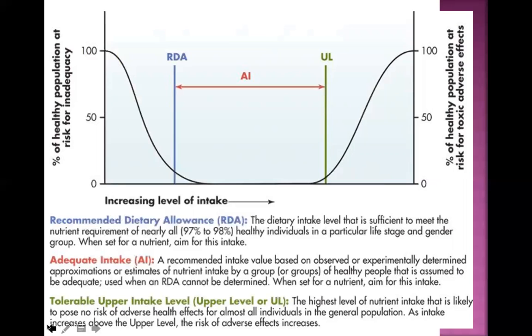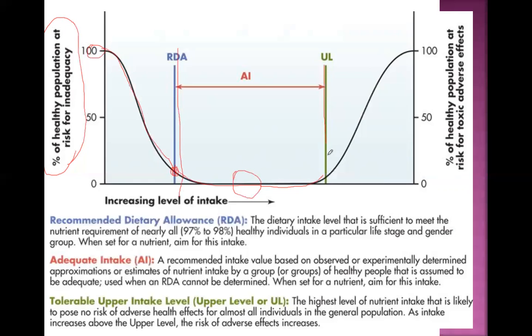Here on the bottom, you can see increasing level of intake, and then on the left side, you see percent of healthy population at risk for inadequacy. That would be deficiency. And up here is 100%. If you follow this line down to here, you have a really low percent that are going to be inadequate at that RDA level. Between the RDA and the UL, the risk for inadequacy is very, very low.